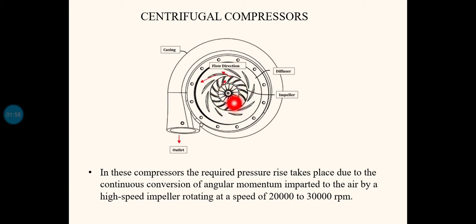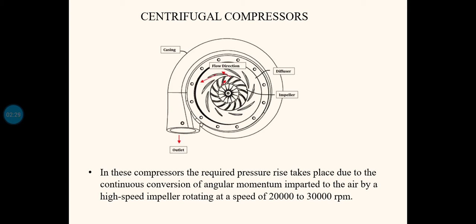The rotor is rotated by an external power source, usually a motor, at a very high speed compared to a pump. Here the speed will usually be around 20,000 to 30,000 rpm. In these compressors, the required pressure rise takes place due to the continuous conversion of the angular momentum imparted to the air by the high-speed impeller rotating at 20,000 to 30,000 rpm. So here the pressure rise is due to the high-speed rotation of the impeller.